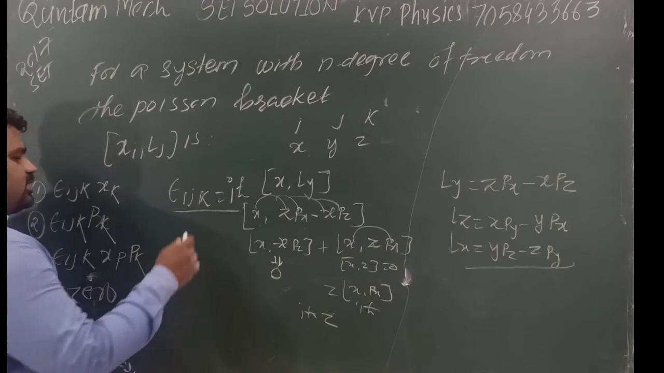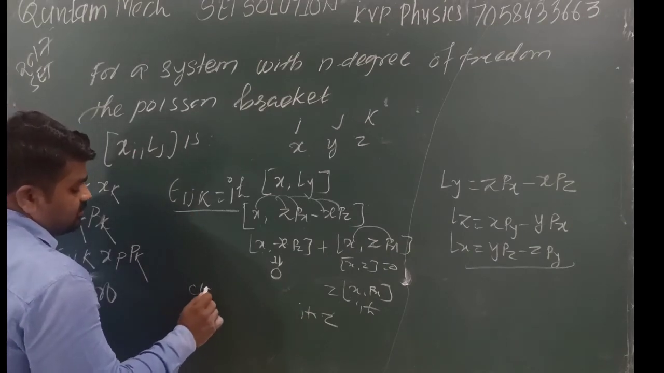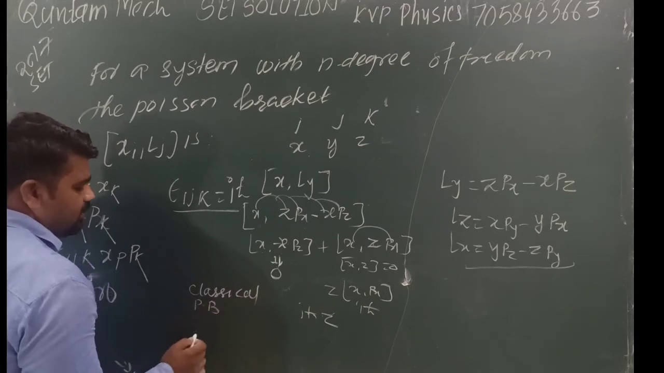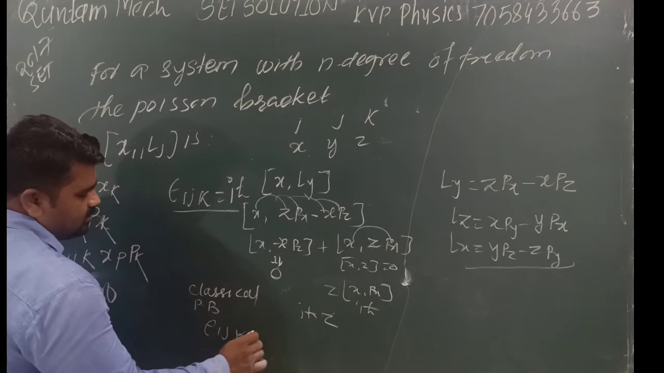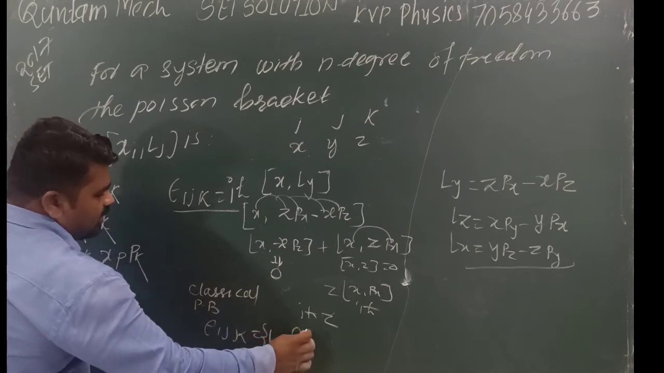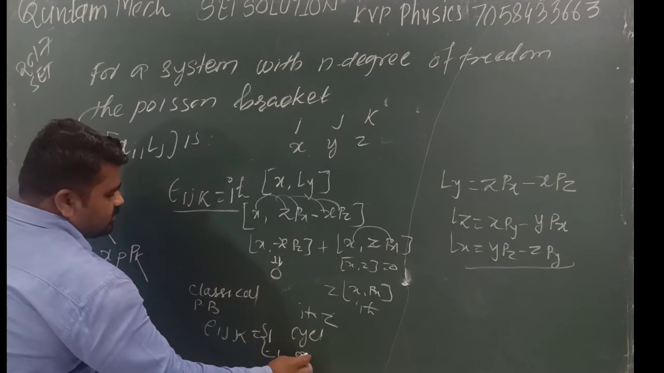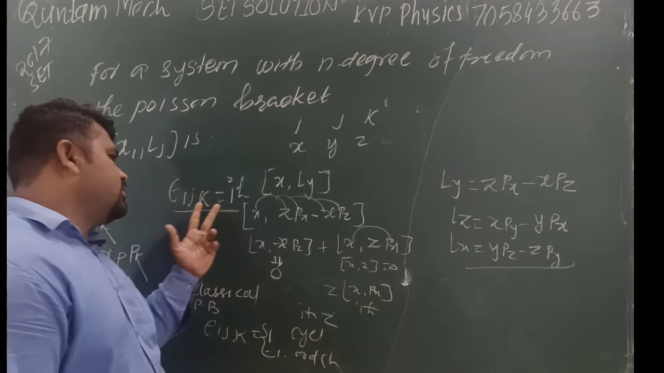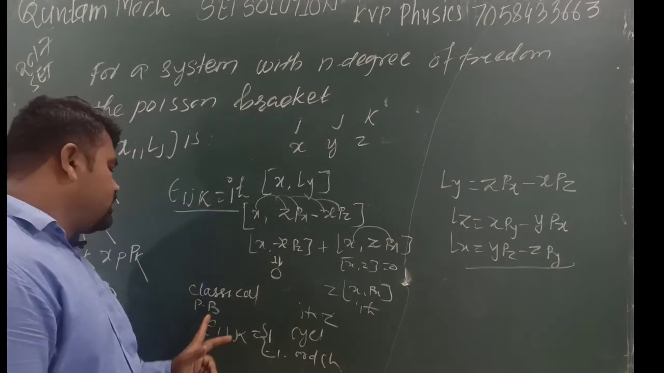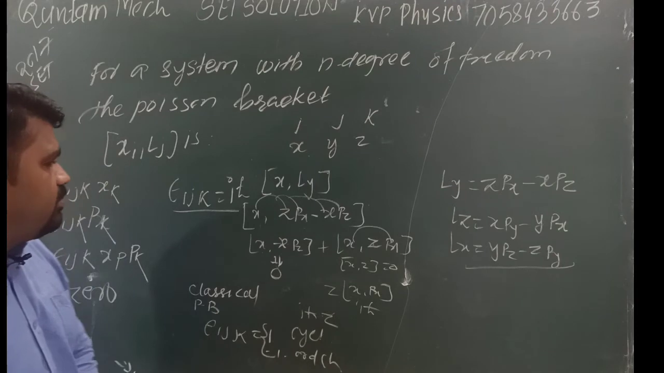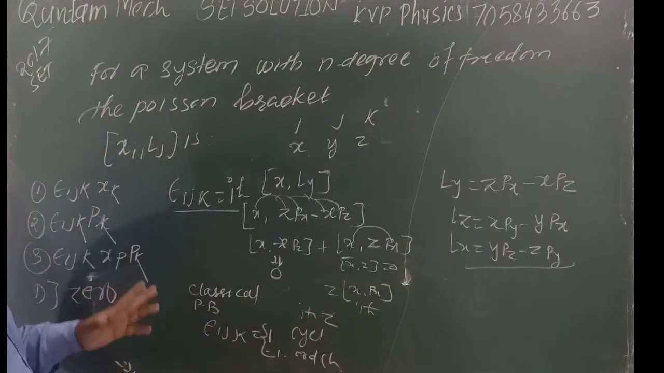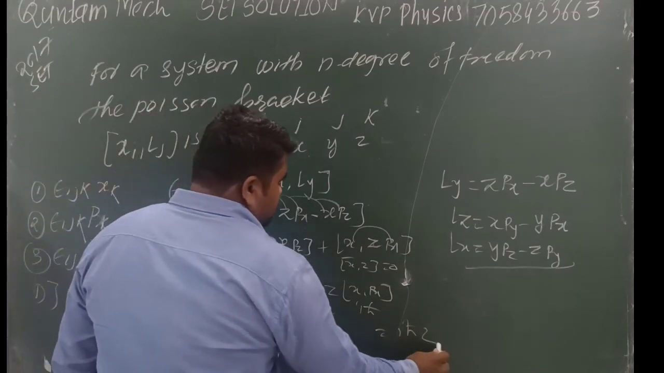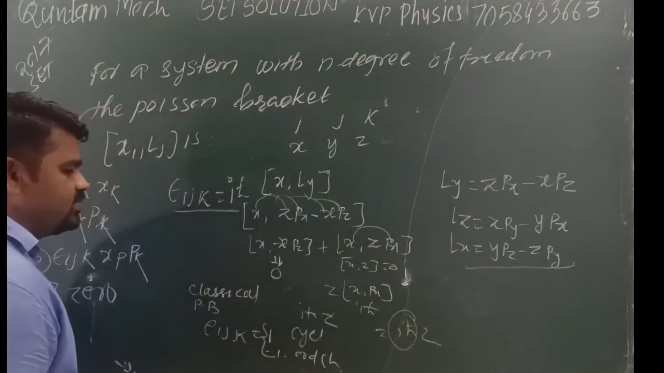And suppose the system is classical, meaning they ask for the Poisson bracket. At that time, epsilon ijk is equal to plus 1 for cyclic, and for changed order it is minus 1. Got it? In quantum, epsilon ijk is nothing but i h cross, and in classical, epsilon ijk is nothing but plus 1 or minus 1 like that. Here we have plus i h cross and minus i h cross. This is equal to i h cross z, and i h cross is nothing but epsilon ijk.